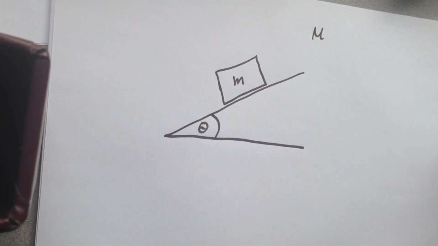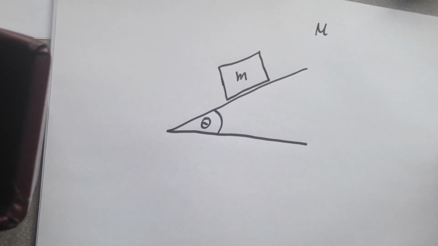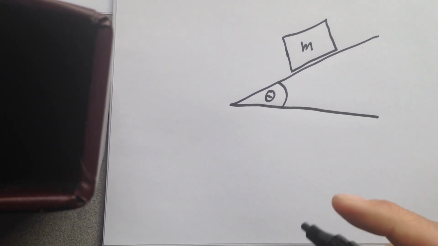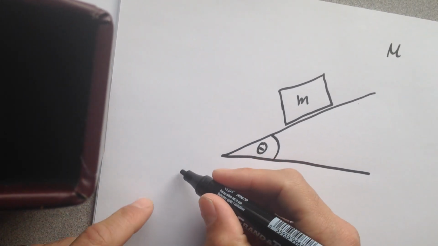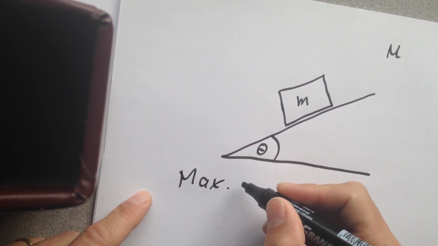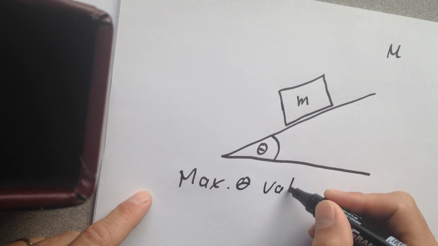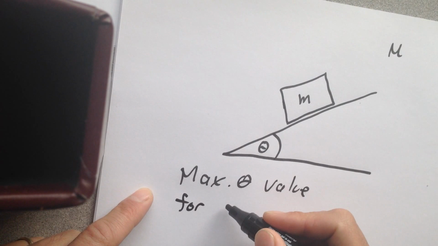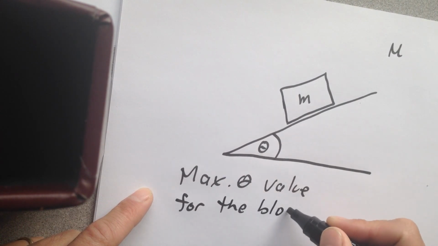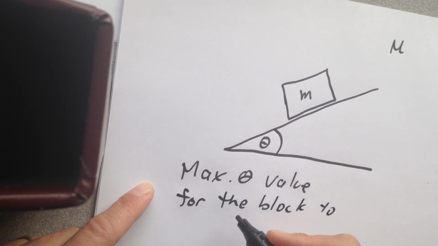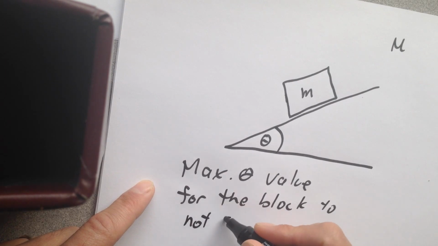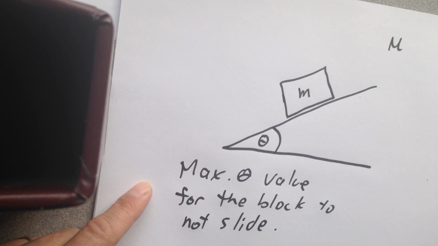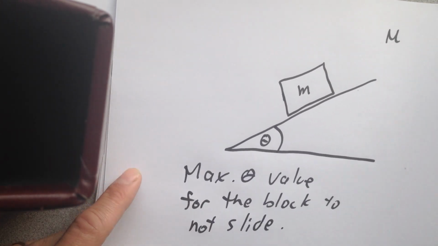At this point, I'd like you to press pause and try and figure this out yourself. Find the maximum value of theta so that the block stays still. Find the max theta value, that is the steepest angle of incline for the block to not slide. Okay, press pause. Alright, so I hope you found it.